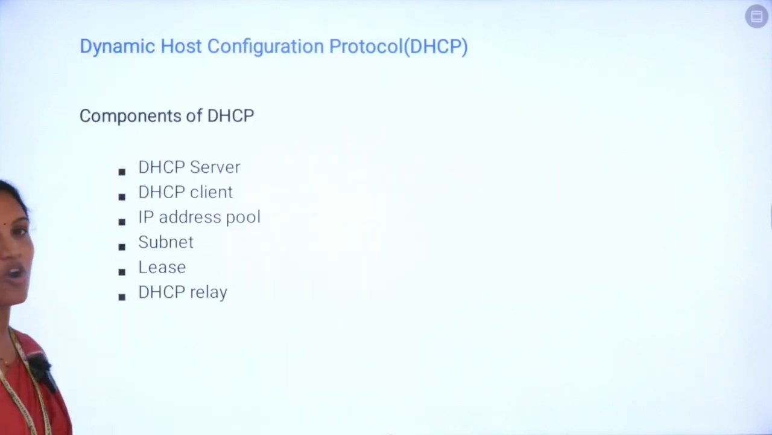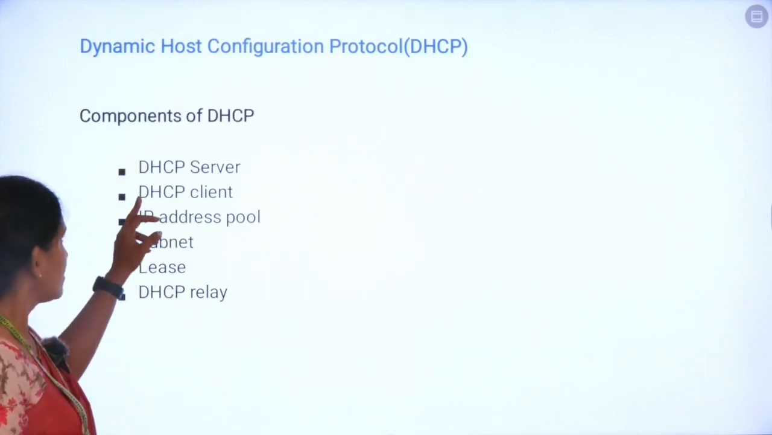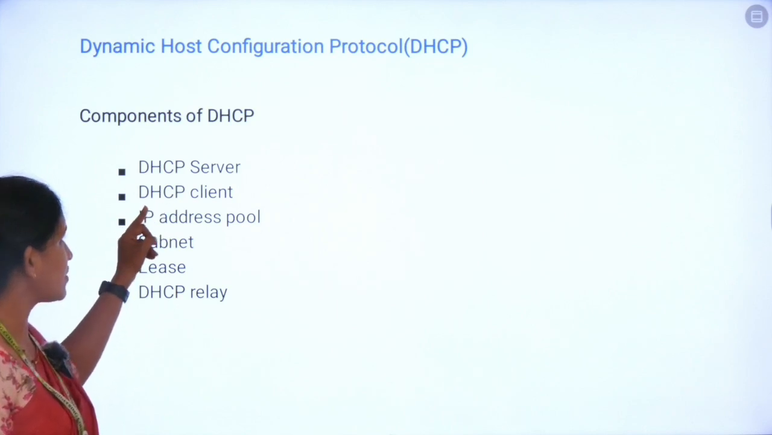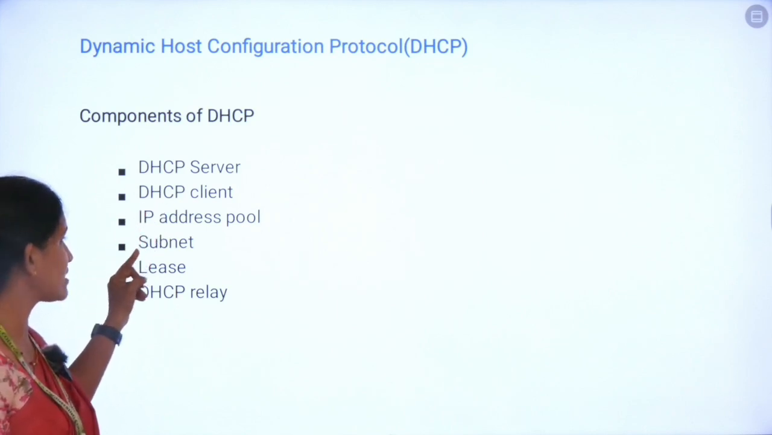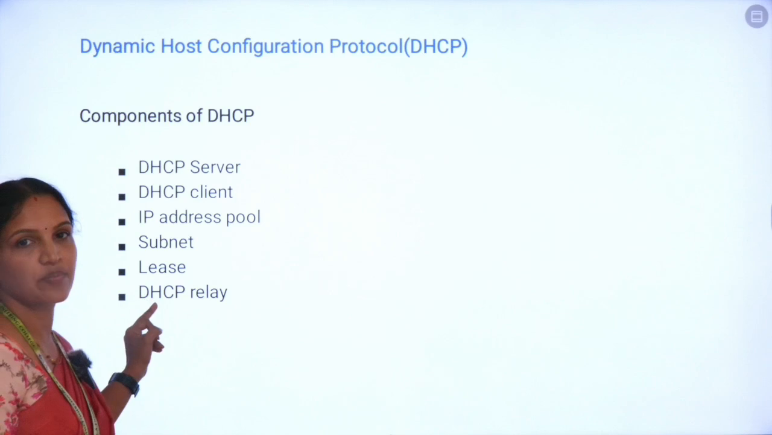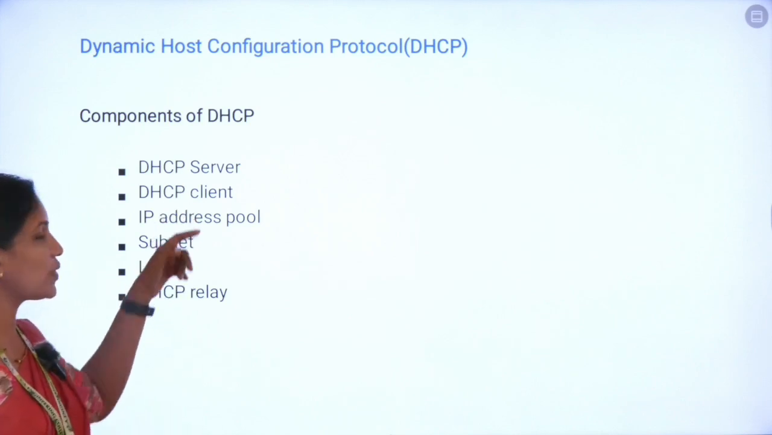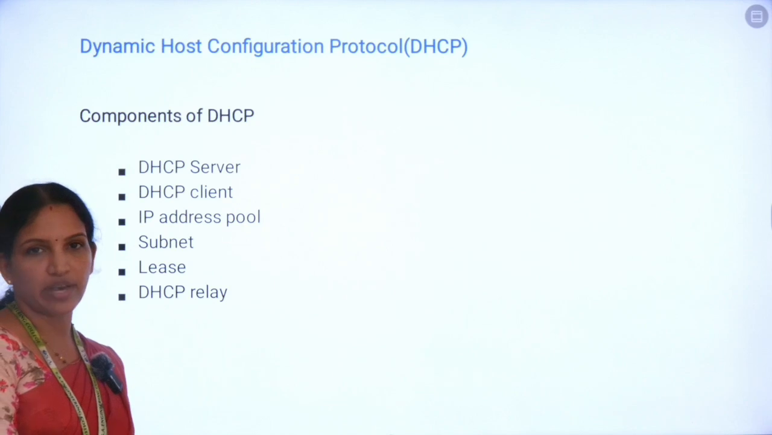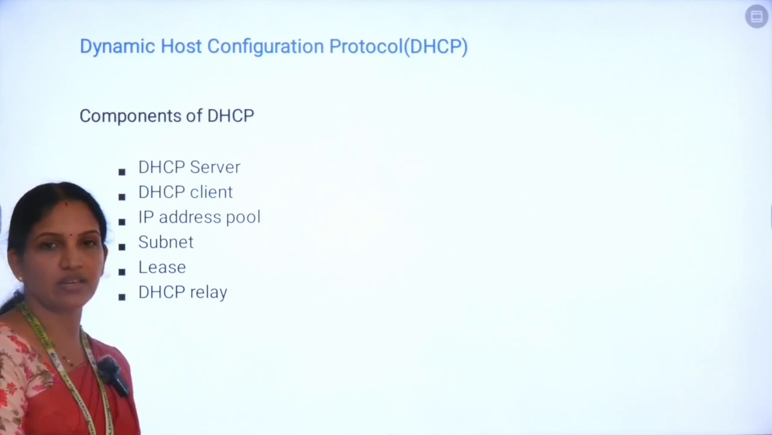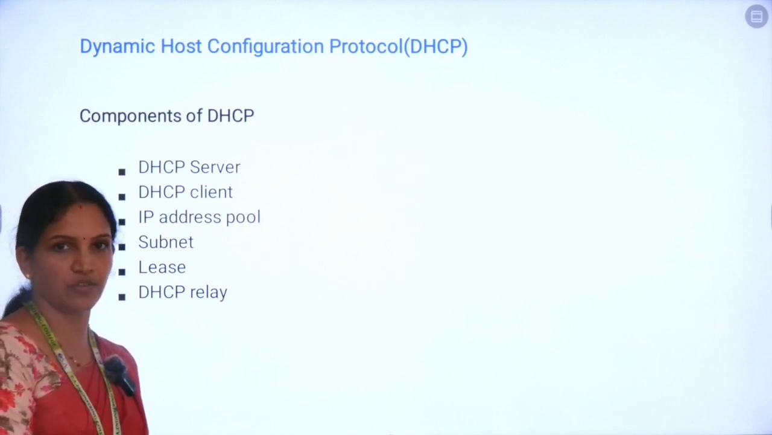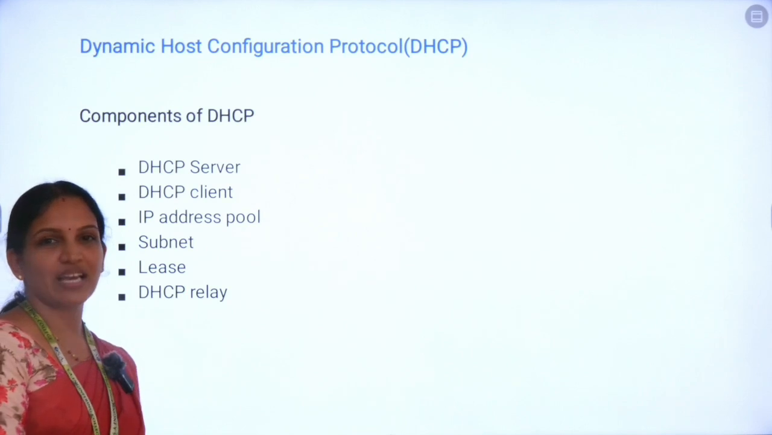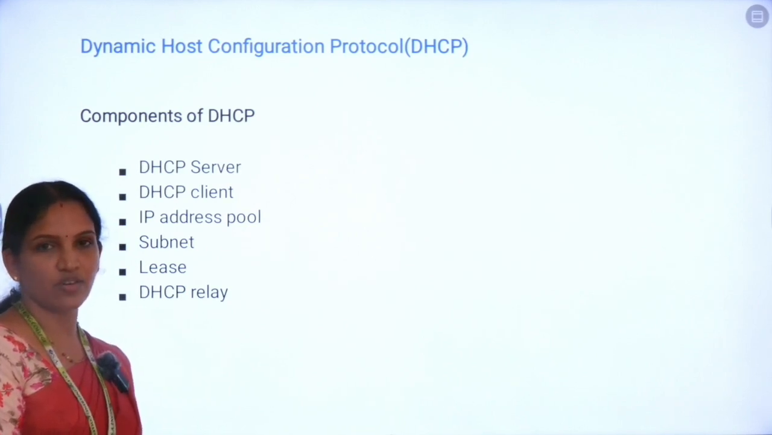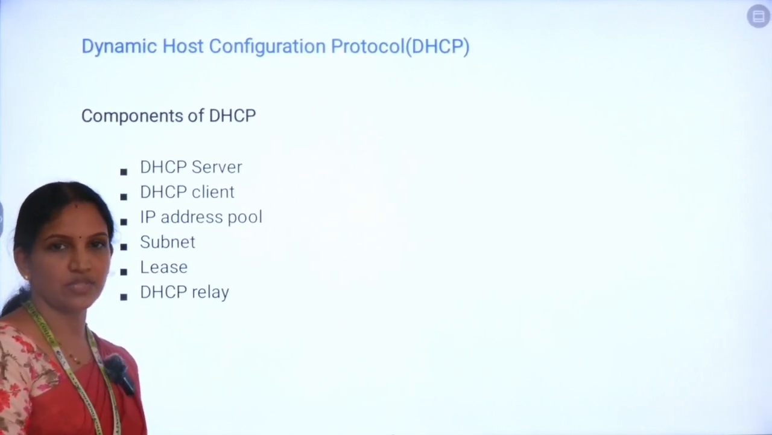So these are the main components of DHCP. DHCP server, DHCP client, IP address pool, subnet, lease, DHCP relay agent. First one, DHCP server. DHCP server is a networked device which will hold the IP addresses and the corresponding configuration information. DHCP client is any machine that will receive the configuration information from the server.